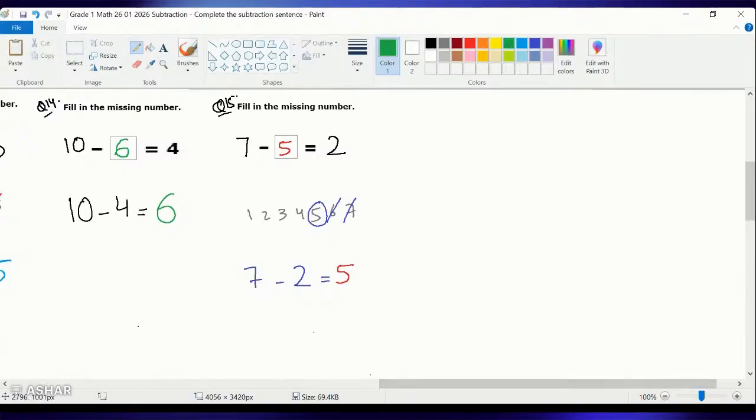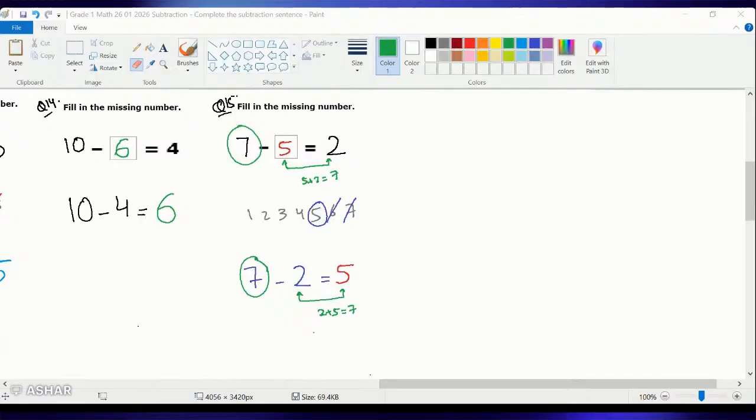And we know that when we add these two numbers, the sum should always be equal to the bigger number. Same over here. 2 plus 5 should be equal to the bigger, larger number, that is 7 over here. Agreed? Okay, let's have a look at the next question.